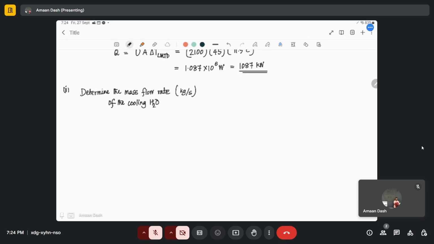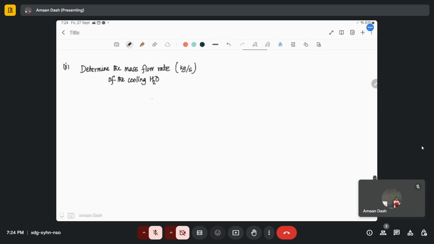Okay, so let's see. So this is again very straightforward, but you have to think a bit. So we have m dot of cooling water. Okay, so how do we find that?